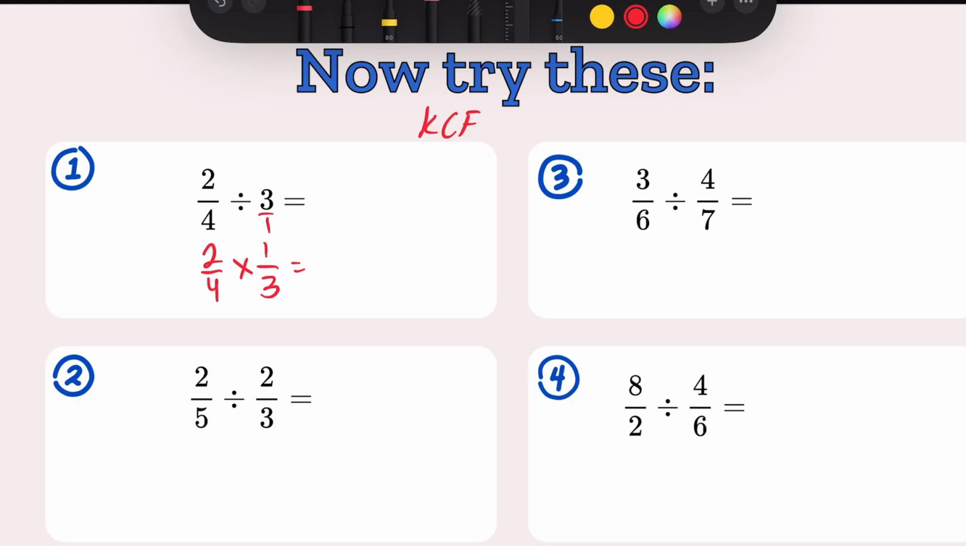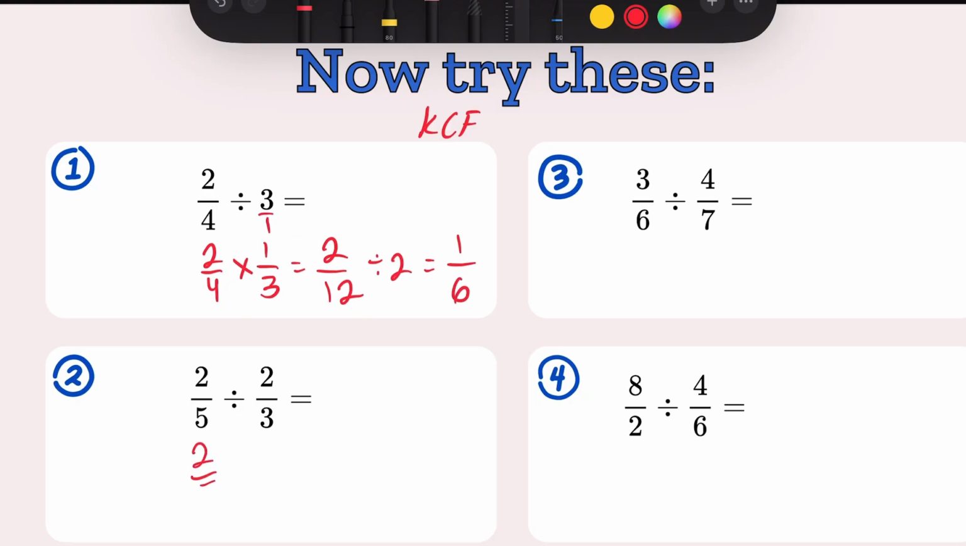So in case you're a little bit confused, I rewrote 3 as 3 over 1, and the way that I flip it is that I put 1 on top, and I put 3 on the bottom, and that's how it gave me 1 over 3. And now I just multiply. 2 times 1 is 2, and 4 times 3 is 12. And I could simplify this by dividing both by 2. 2 divided by 2 is 1, and 12 divided by 2 is 6.